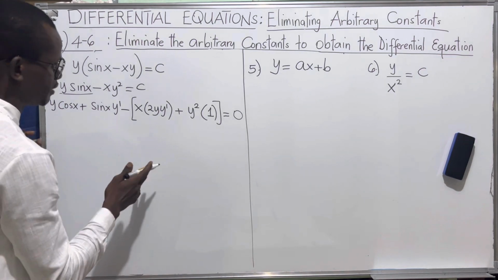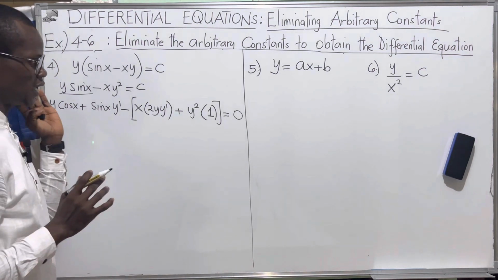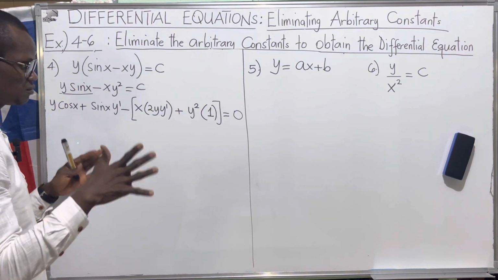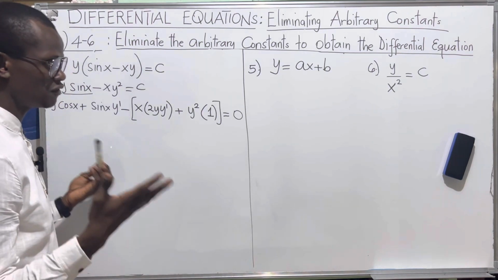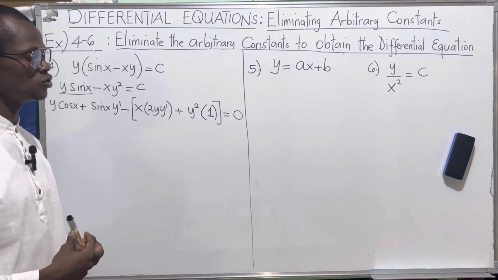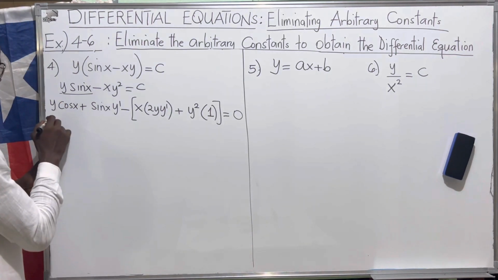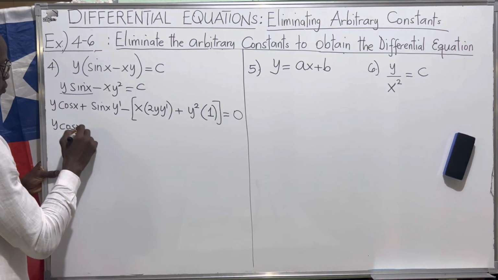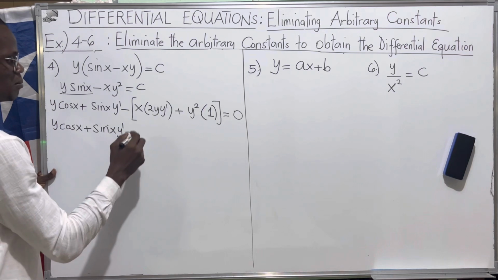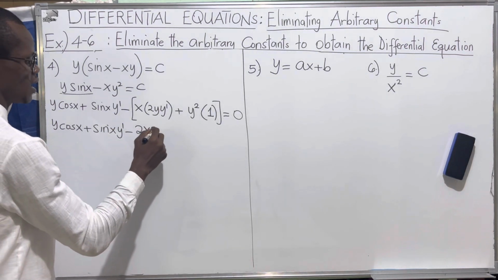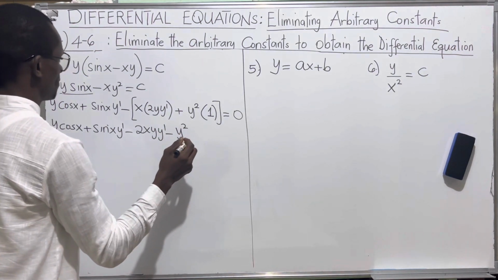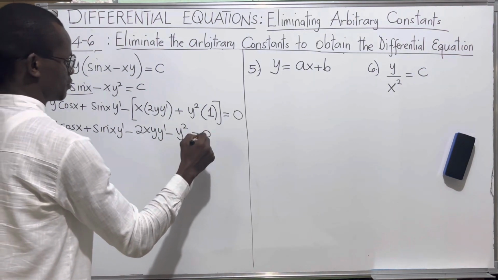Now we can simplify because we have already gotten rid of the arbitrary constant. There's no constant in the problem. So we just need to simplify now and write our differential equation in the form and manner in which we want it to be written. So we have y cos of x plus sine of x y prime minus 2x y prime minus y squared equals 0.